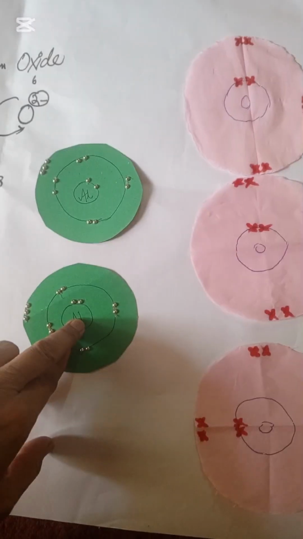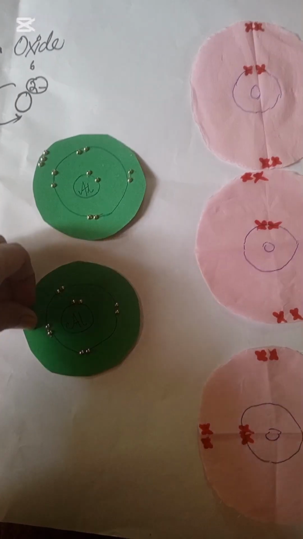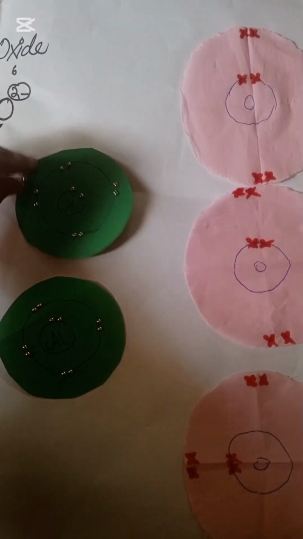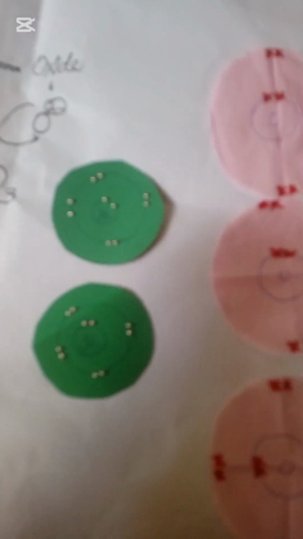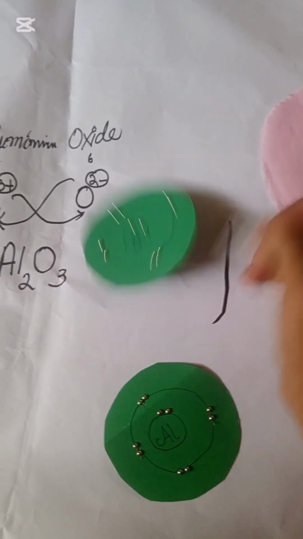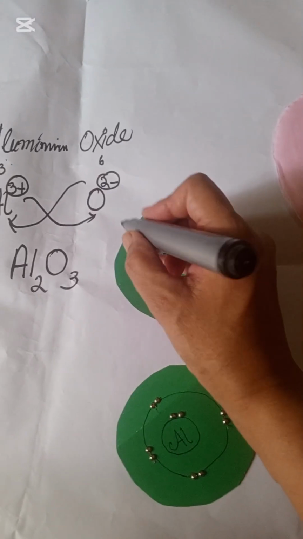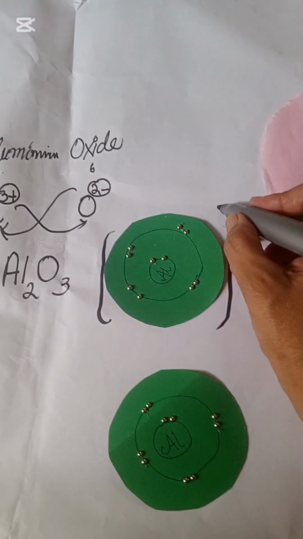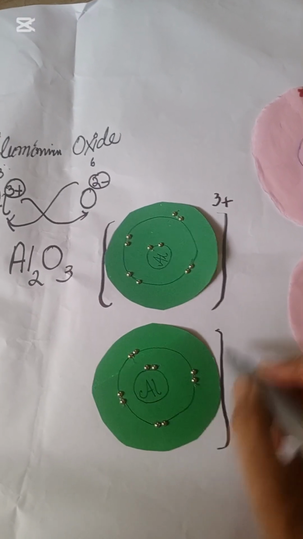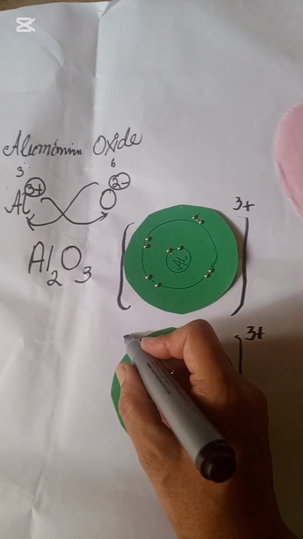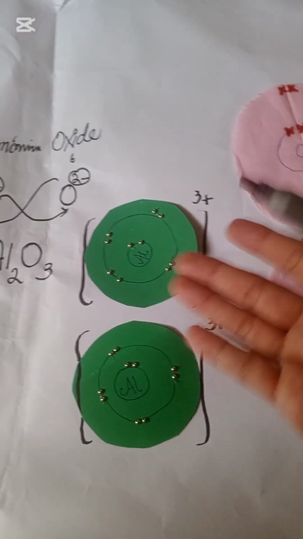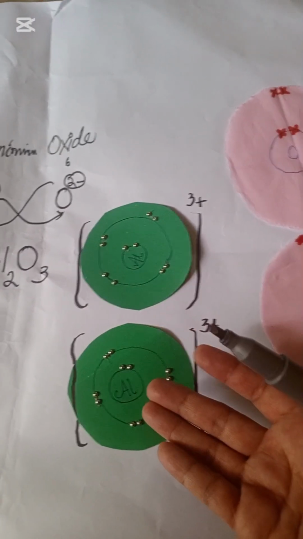If each aluminum atom loses 3 electrons, these 3 electrons are lost by one aluminum and these 3 electrons are lost by the other aluminum. And now you know this aluminum will become what? It becomes an aluminum ion and it has a charge of 3 plus. In a similar way, this one also has a charge of 3 plus. Why? Because it loses 3 electrons.